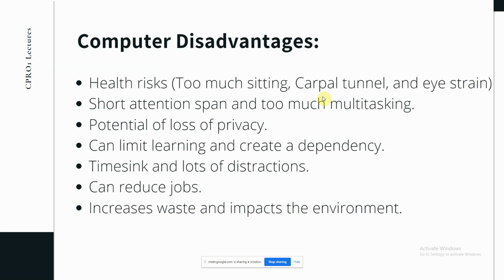And the next disadvantage is can limit learning and create a dependency. For its basic term, nagaro dependent kay kita sa computer, so it is a disadvantage at the same time that you create na gid nga health risk ka na later on because of too much usage of the computer. And of course, this is time sink, a lot of distraction. The same way sa multitasking natin will cause short attention span and distractions as we go along with our task.